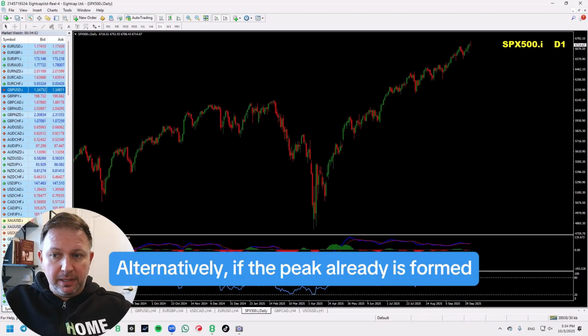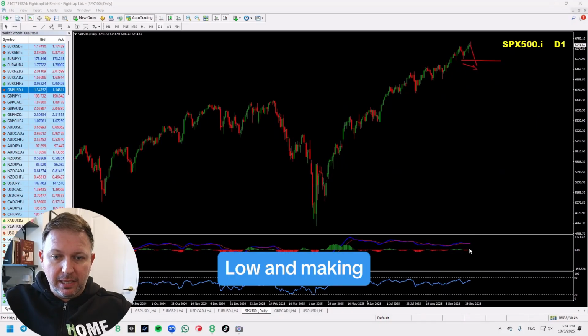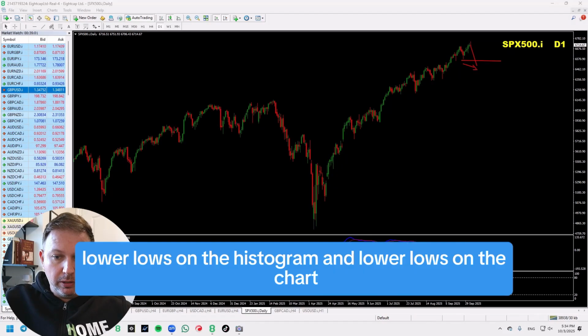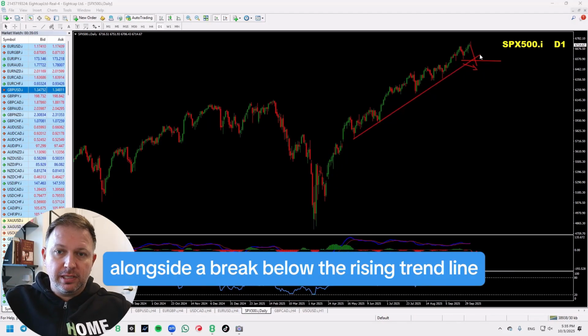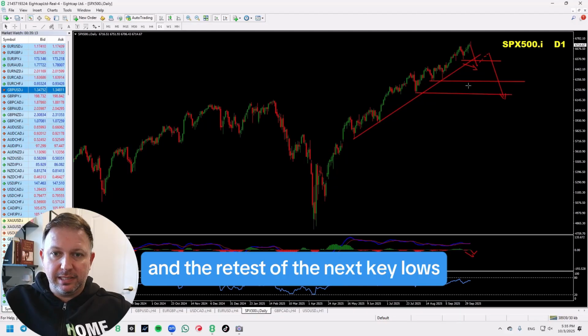Alternatively, if the peak is already formed, a break below the daily current low, making lower lows on the histogram and lower lows on the chart, alongside a break below the rising trend line, should open the door again for a further move down and the retest of the next key lows.